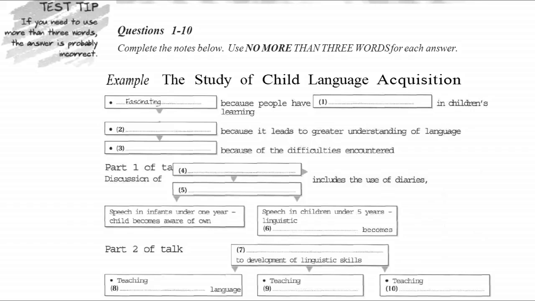Secondly, it is important to study how we acquire our first language, because the study of child language can lead us to a greater understanding of language as a whole. The third point is that it's a complex study. And this is because of the enormous difficulties that are encountered by researchers as soon as they attempt to explain language development, especially in the very young child.